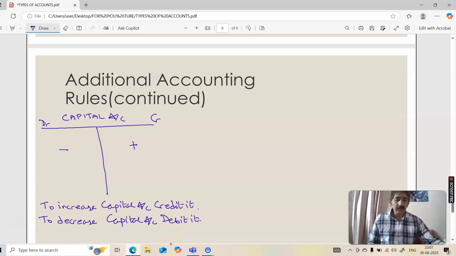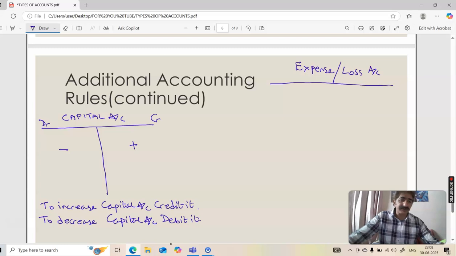Okay, here is the next rule, for expense, and it's also related to loss. Expense or loss account, I'm clubbing them together. But don't think that expense and loss are the same. No. Expense is outflow of money which gives you benefit in return. But in case of loss, it's outflow of money or money's worth without any benefit in return. It gives you just frustration. In both the cases, money or money's worth goes out of the business.